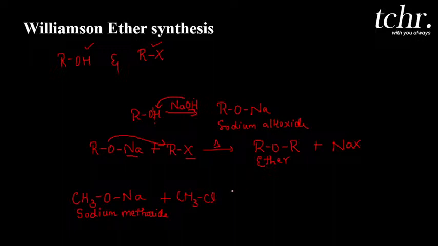Now, I told you it follows the SN2 mechanism. What is the SN2 mechanism? I think you have the knowledge, as you have studied it in the haloalkanes and haloarenes chapter. Now the Na+ and Cl- will be removed as NaCl. And what is the ether that you are getting? CH3OCH3.